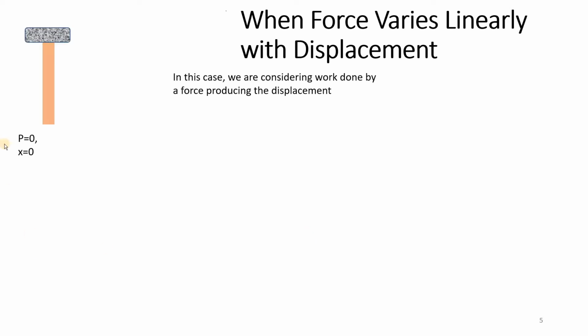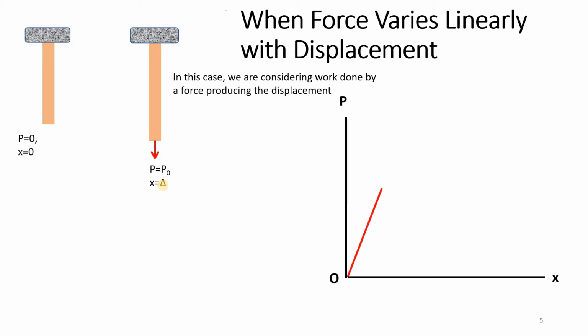In this case, you can see a rod fixed at the top. Initially the P value is 0 and X is 0, so there is no load applied and no displacement at the free end. Then the P value gradually increases to P naught, and the displacement gradually increases to delta, as you can see in the graph.